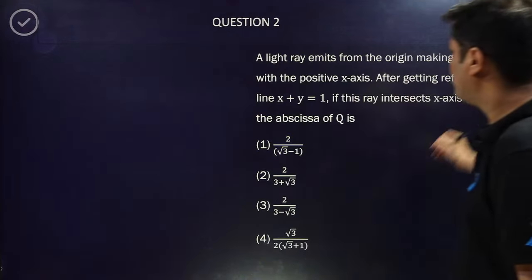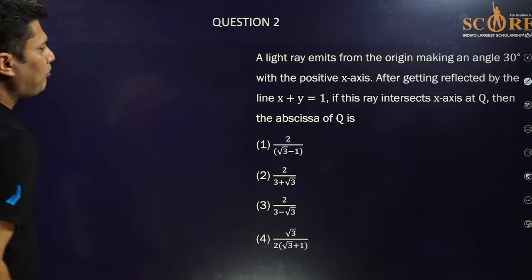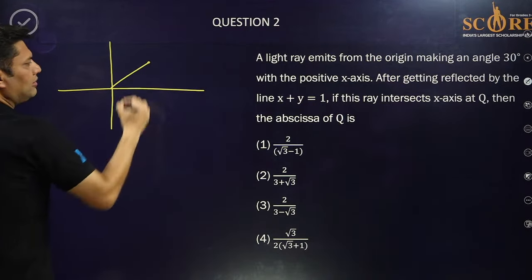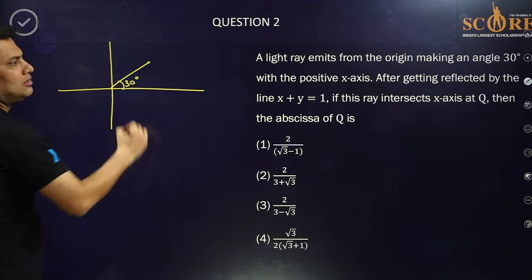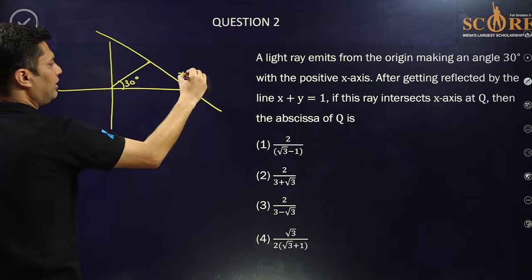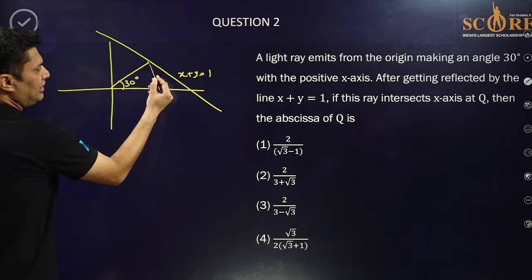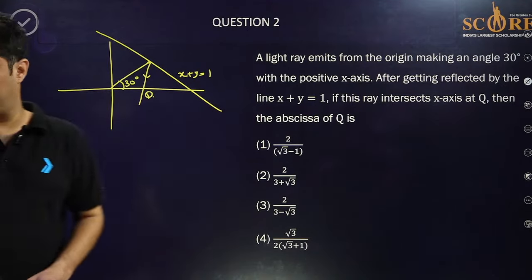Let's move to question number 2. A light ray emits from the origin making an angle 30 degree with the positive x-axis. Let's draw a diagram. This is a ray emerging from the origin, making an angle of 30 degree with the x-axis, after getting reflected by the line x plus y is equal to 1. After getting reflected, this ray intersects the x-axis at Q. You have to find the abscissa of Q.